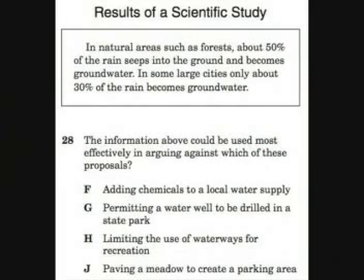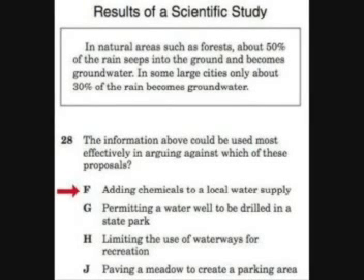In natural areas such as forests, about 50% of the rain seeps into the ground and becomes groundwater. In some large cities, only about 30% of the rain becomes groundwater. The information above could be used most effectively in arguing against which of these proposals? F. Adding chemicals to a local water supply. G. Permitting a water well to be drilled in a state park. H. Limiting the use of waterways for recreation. Or J. Paving a meadow to create a parking area.